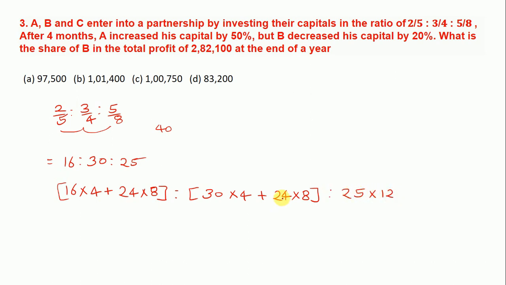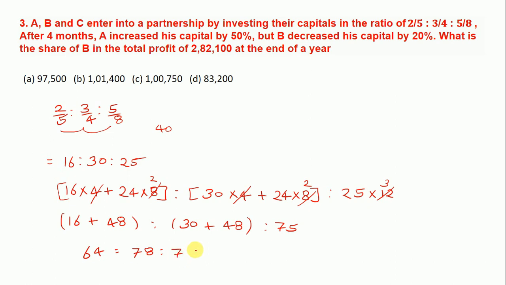Now we can observe that we can divide the equation throughout by 4. It will be 2, 4 will be cancelled, it will be 2, and it will be 3. It will be 16 plus 48. It will be 30 plus 48, and it will be 75. So it will come out as 64, it is 78, and it is 75.